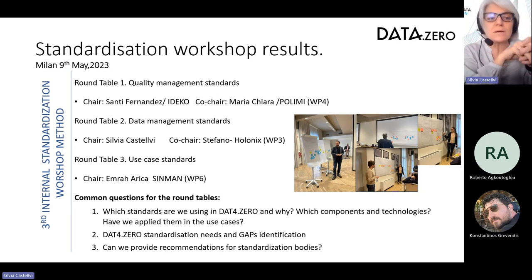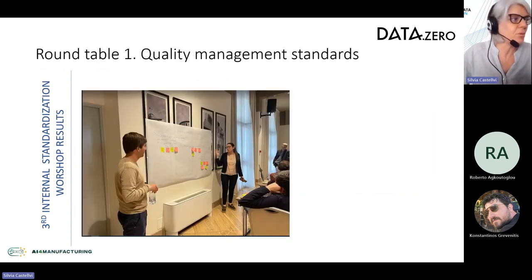The first table was about quality management standards, moderated by Ideco and Polimi. The second table, data management standards, and the third table, use case standards. We asked all the attendees of the World Cafe workshop to answer these questions at all 3 round tables. After 10 or 15 minutes, depending on the time available, we moved to the next table, so everybody participates and contributes answers.